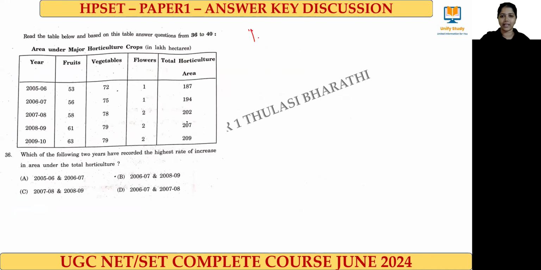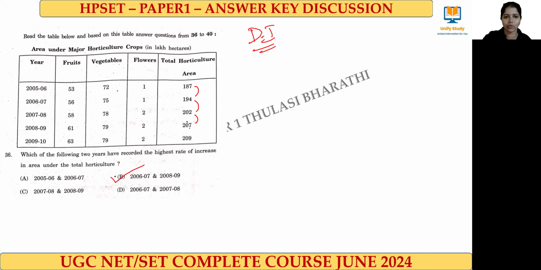A question from data interpretation. A very, very easy question. The right answer is option B, 2006-07 and 2008-09. What they have asked is the rate of increase in the area under horticulture. For total horticulture, we have to compare the increase percentage, how much it has increased. When I calculate the increase, we get the highest rate for 2006-07 and 2008-09.